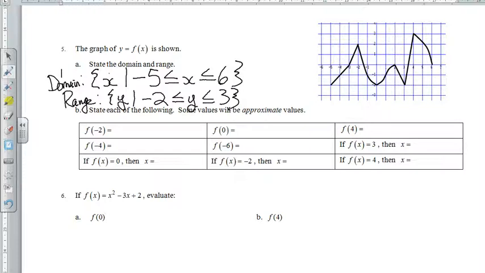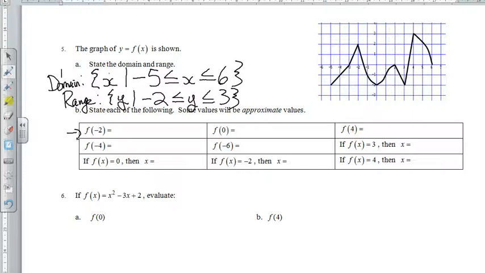The more formal reading is that negative 2 is less than or equal to y, which itself is less than or equal to 3. Or just say y is between negative 2 and positive 3. In function notation, f of negative 2 is just a shorthand way of saying, what is the y value when x is negative 2?